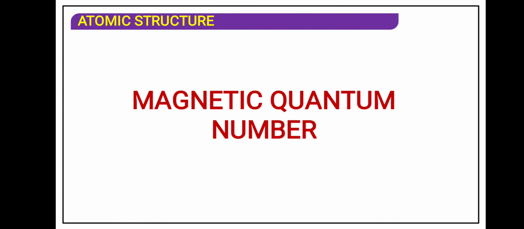So this was the explanation about the azimuthal quantum number. Next time we will see the magnetic quantum number and spin quantum number. Thank you.